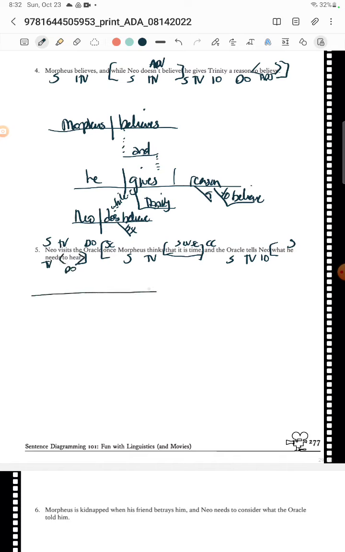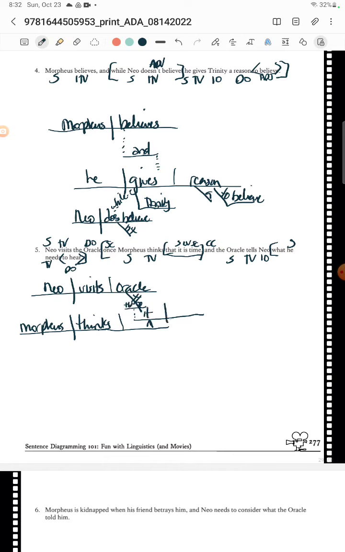Okay, so we'll start at the top. We've got Neo visits the oracle. And then when does he visit? He visits once Morpheus thinks. And what does Morpheus think? He thinks that it is time. Okay. He thinks that once, right? Once he visits, once Morpheus thinks. Okay, then, oh man.